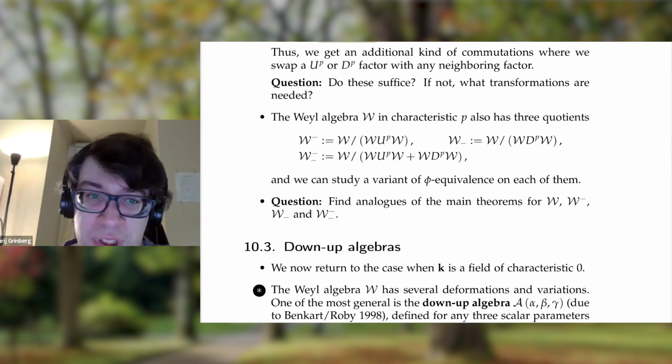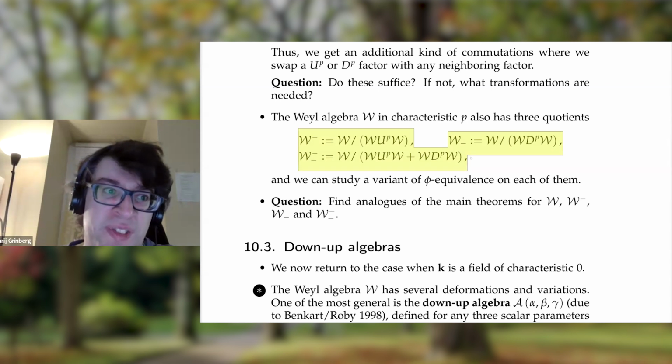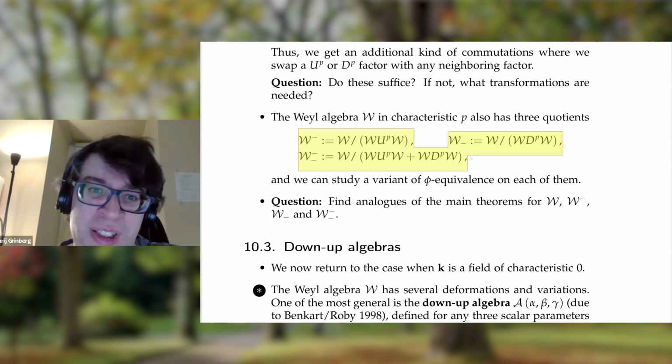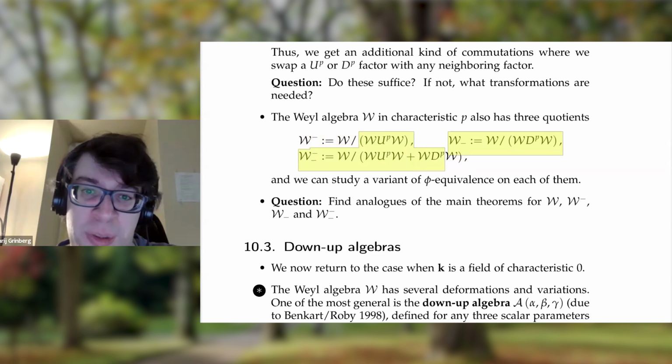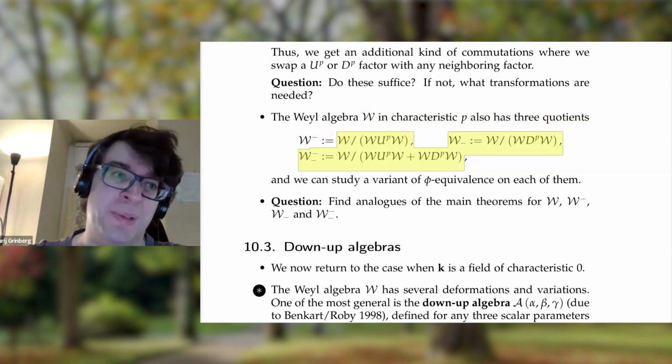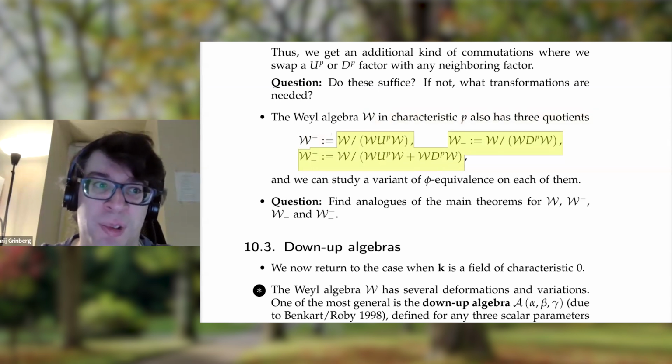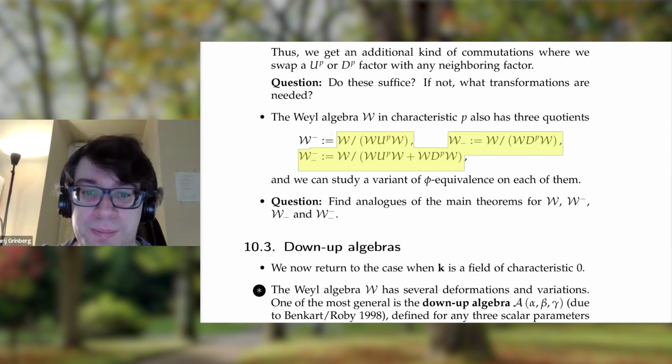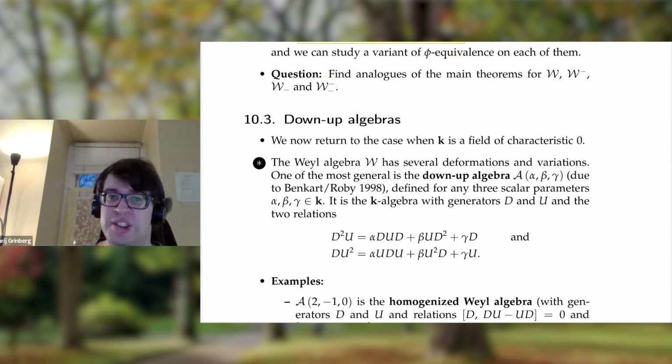And also there are some quotients of the Weyl algebra that now appear. Previously, the Weyl algebra was simple. It did not have any proper ideals, so it did not have any quotients. But now in characteristic p, it gets those quotients, which are pretty meaningful. And you can ask this question about each of the quotients. You don't have to work with the whole Weyl algebra.